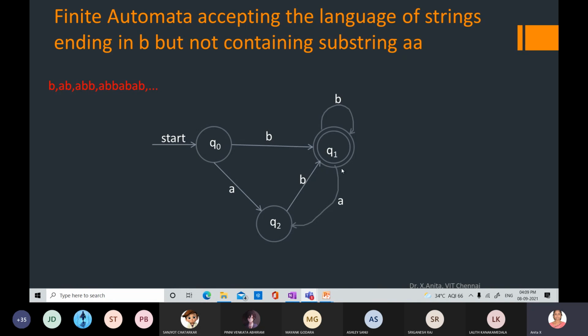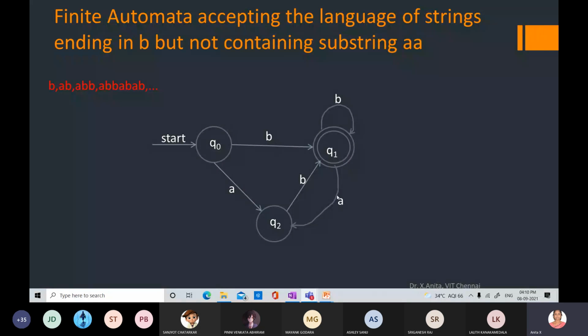If suppose A comes, I'll be having the transition. So in state Q1, if suppose A comes, where should my transition be? I'll be moving on to Q2. Please make a note. If suppose I'm moving on to Q0, what happens? Again, there will be the possibility of two A's. Do you agree with that?